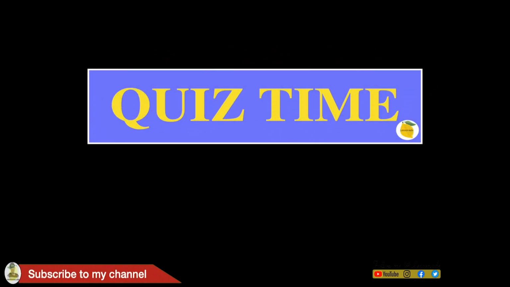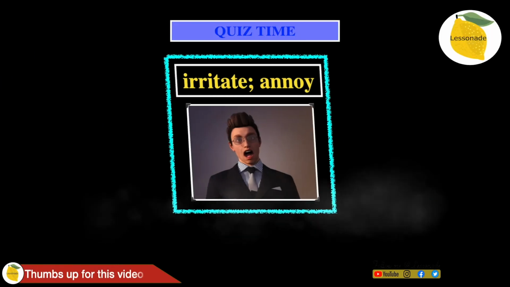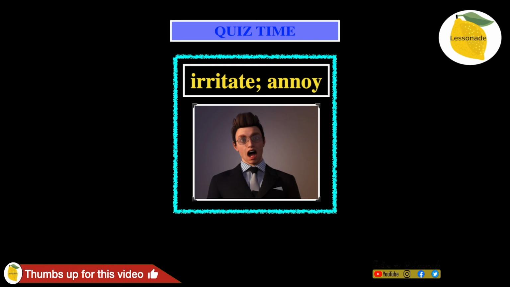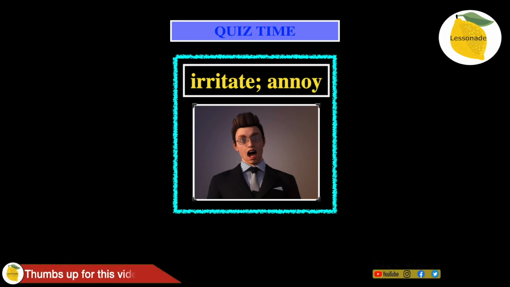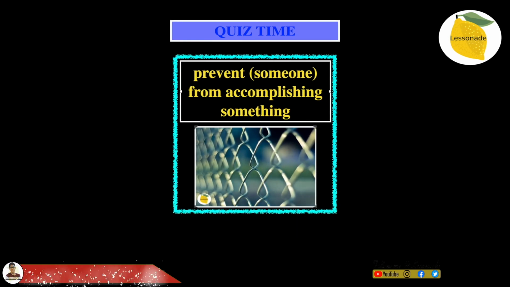Now it's quiz time, and let's see how well we have remembered by attending the quiz. So question number 1 is irritate or annoy. In this picture, we can see someone is obviously irritated and annoyed. Question number 2 is prevent someone from accomplishing something. In this picture, we can see a barrier which obviously prevents someone from accomplishing something.